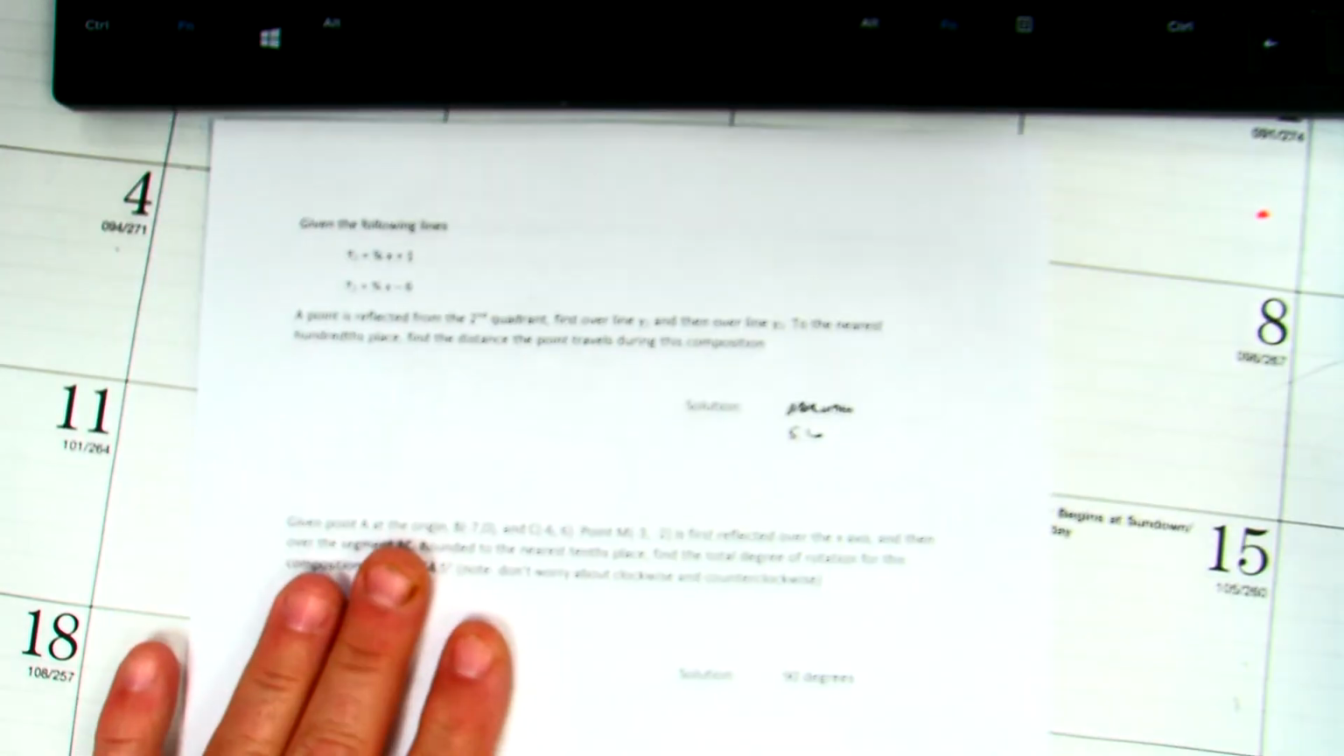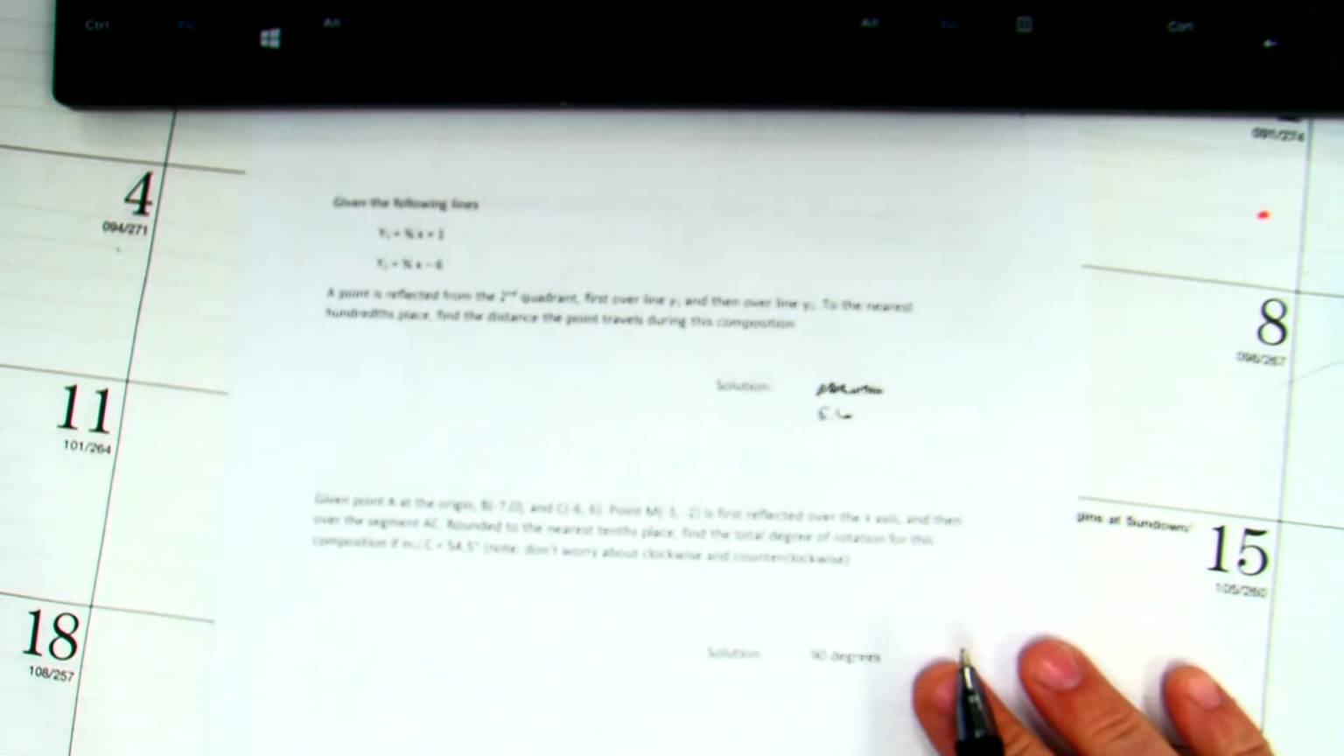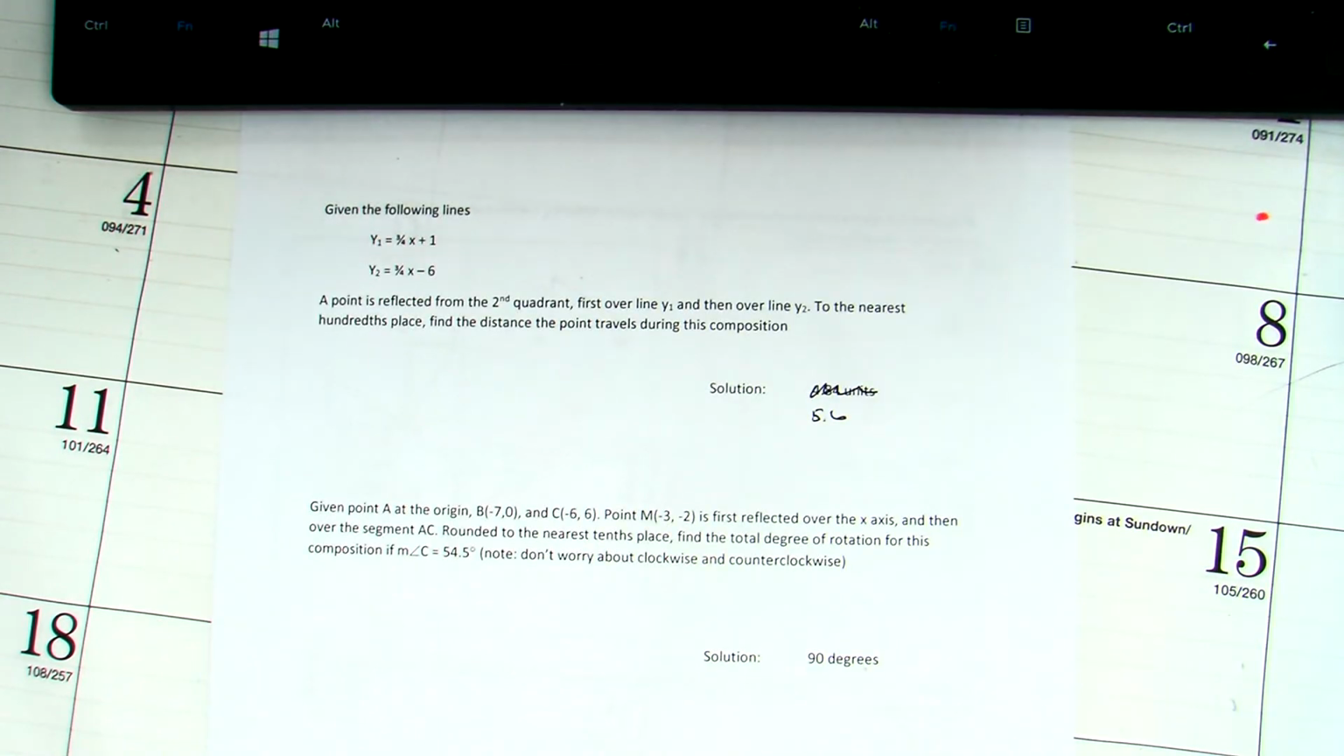So we're going to talk about the problems found on the back of that page. First off, you've got to change it 4.84 to 5.6. Remember, we did these already, so this is just the same problem with different numbers. y1 equals 3/4 x plus 1, y2 equals 3/4 x minus 6. Those lines are going to be parallel.